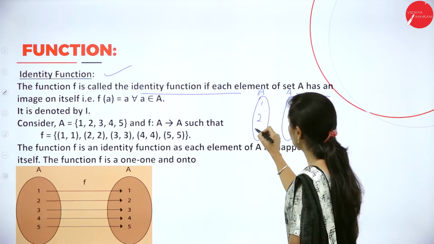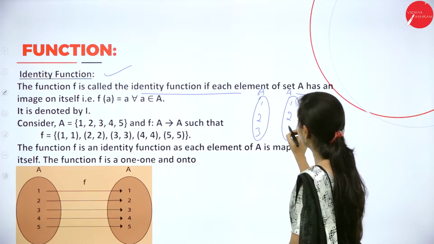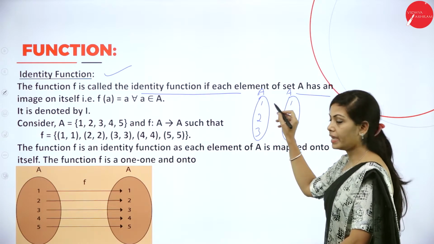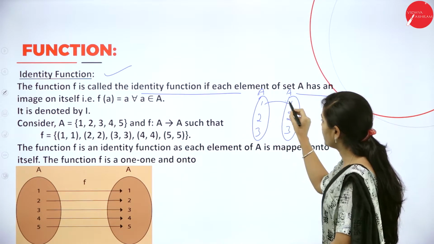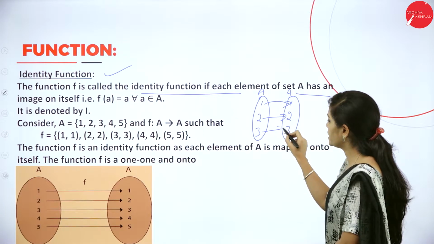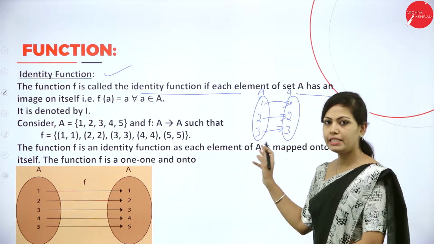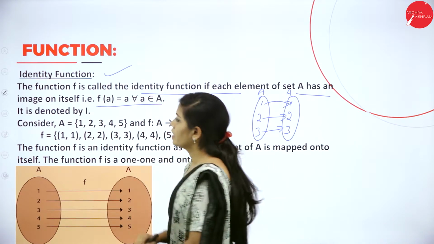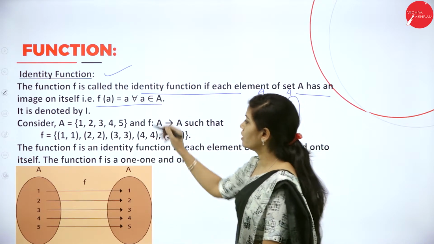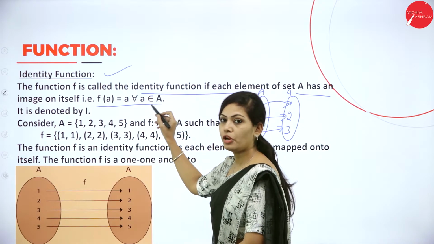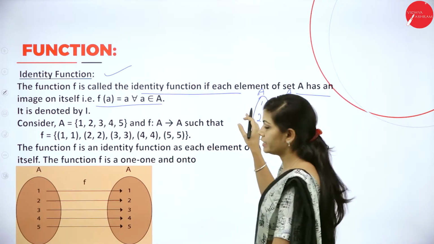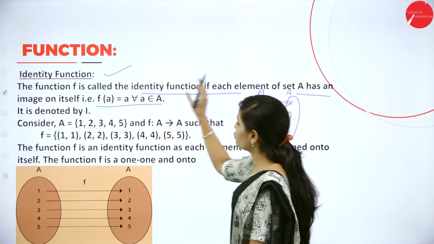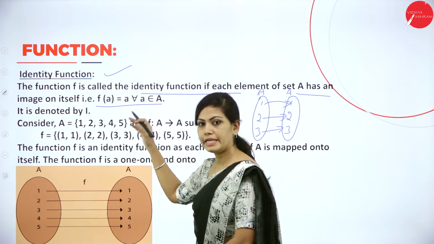So 1, 2, 3, again 1, 2, 3. Each element of set A has an image of itself. This is called an identity function. So here f of a is equal to a for all a belongs to A. So in identity function, each element of set A is an image of itself.